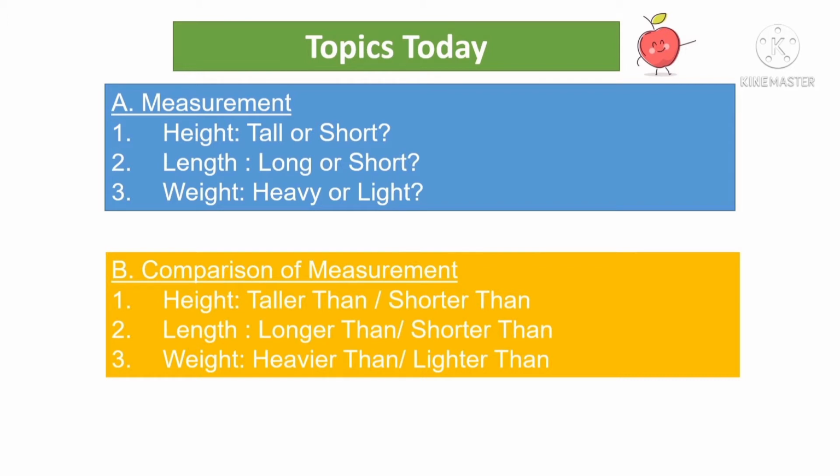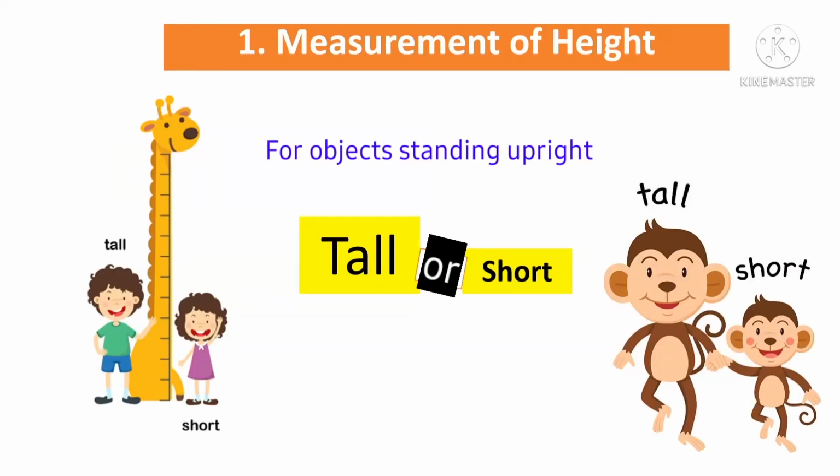Further, we will learn to comment on comparison of measurements of different objects. When we comment on the heights of two or more objects, we will comment as taller than or shorter than. When we comment on the length of two or more objects, we will comment as longer than or shorter than. And when we are talking about comparing the weights of two or more objects, then we will comment as heavier than or lighter than. Let's begin with our first topic for today, that is measurement of height.